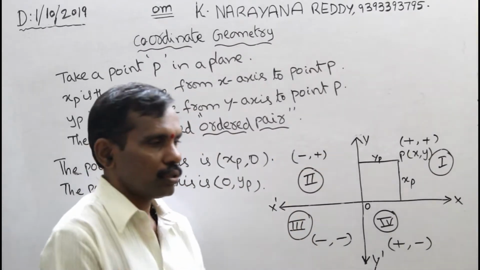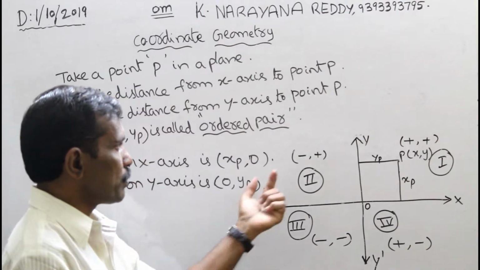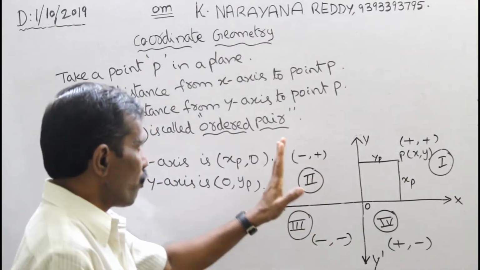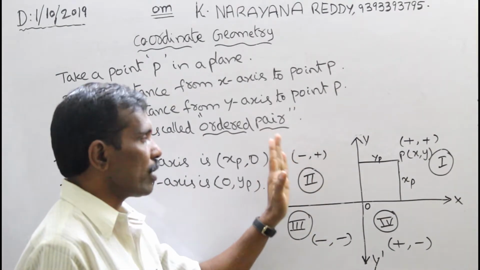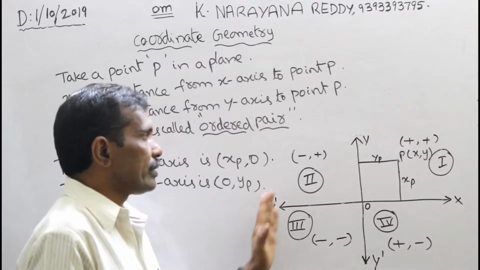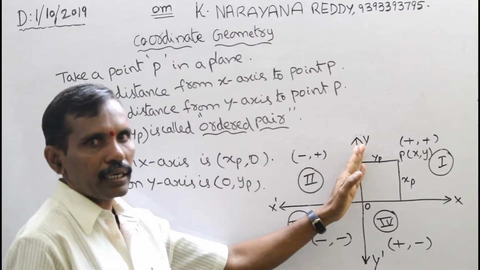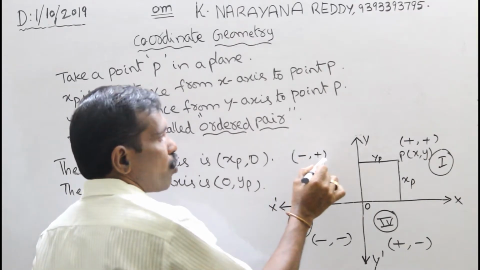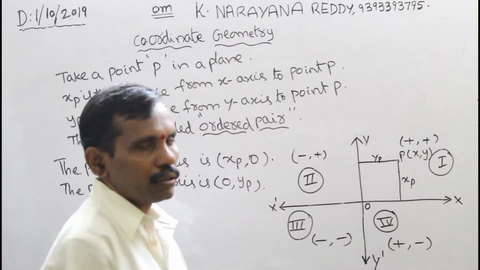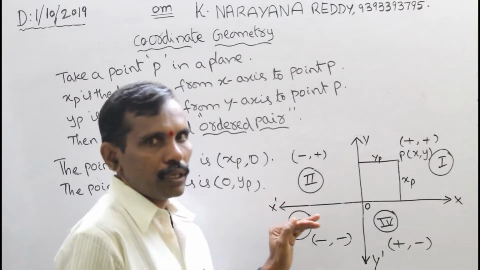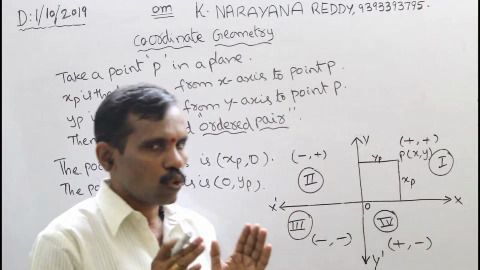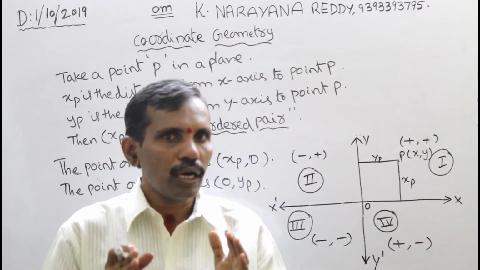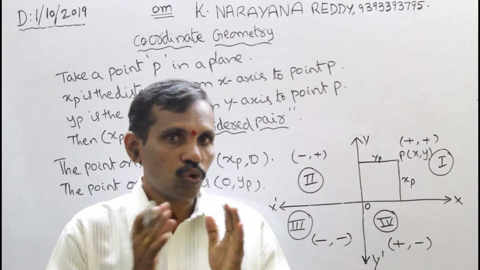But there is a doubt. Why are you taking minus plus? Why are you not taking plus minus? Because in the first place you always take the x coordinate, and in the second place you take the y coordinate. That is important. That means the first place is x, the second place is y. That is the rule. That is the process you have to follow. We take only the x coordinate, then the y coordinate.